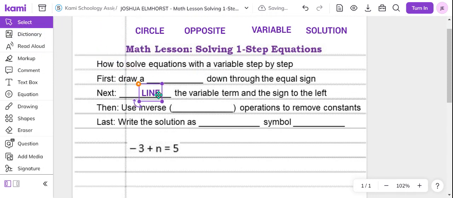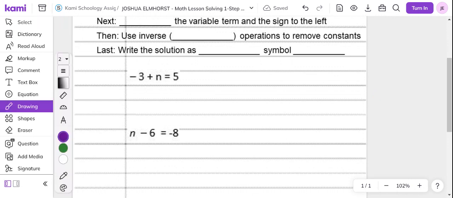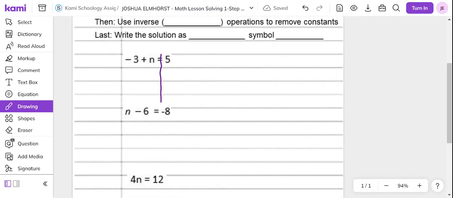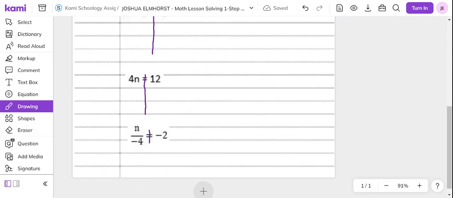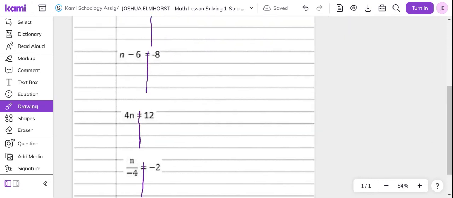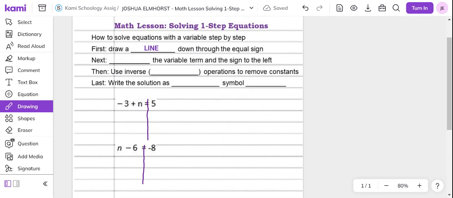First, I want you to draw a line down through the equal sign. What that's going to do is separate the left side and the right side of our equation. So we have a left side and a right side to the equal sign, and we're going to keep that balance. So just go ahead, draw a line down through each one of these, find the equal sign, and then we're going to focus on doing things equal and keeping the equation balanced on the left side and the right side.